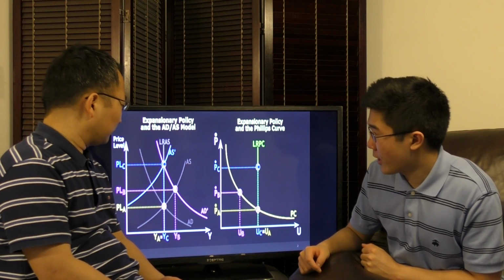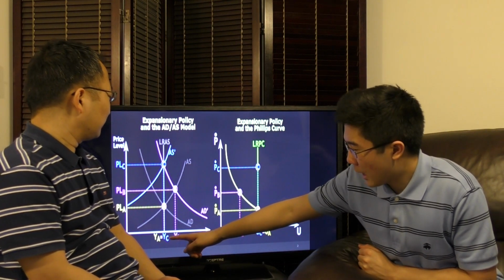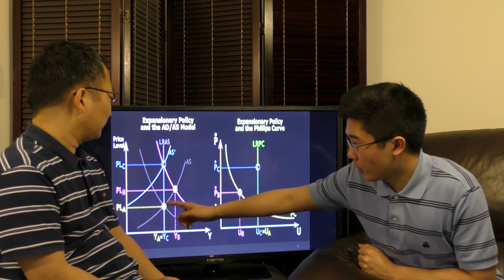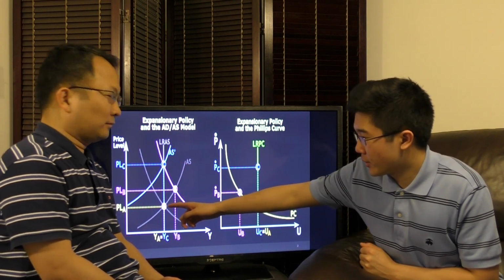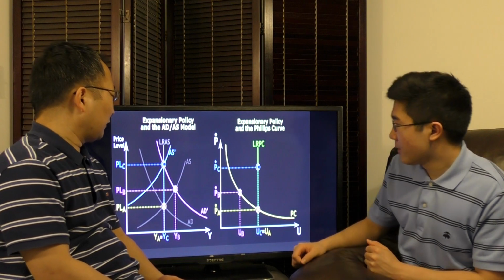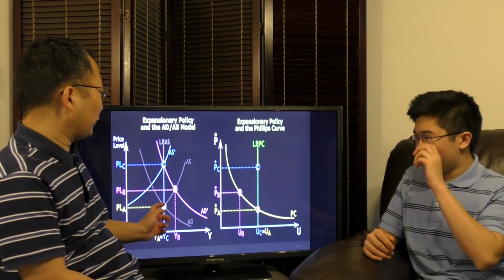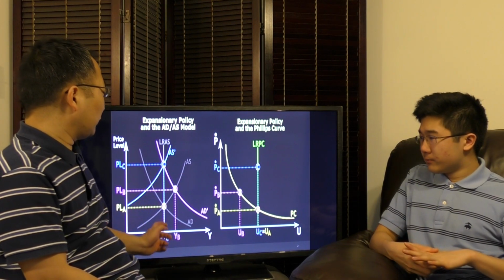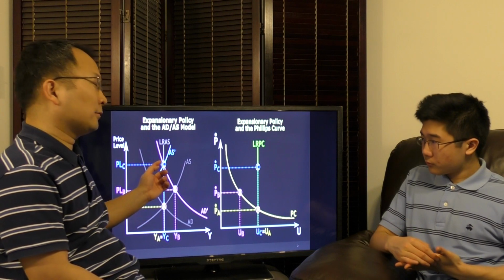So in the long run, in our AD-AS model, our real output does not change, but our price level increases from PL_A to PL_B to PL_C. So we can clearly see a pathway from A to B to C. The real GDP first increases, then goes back to the original.